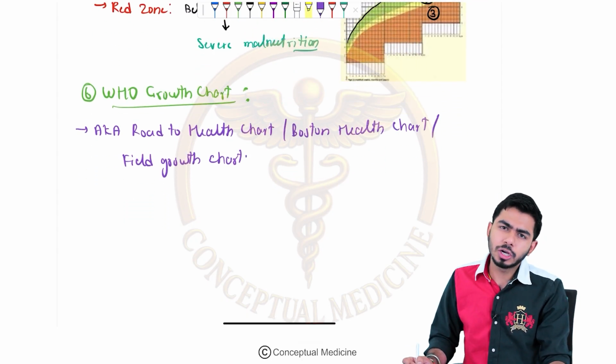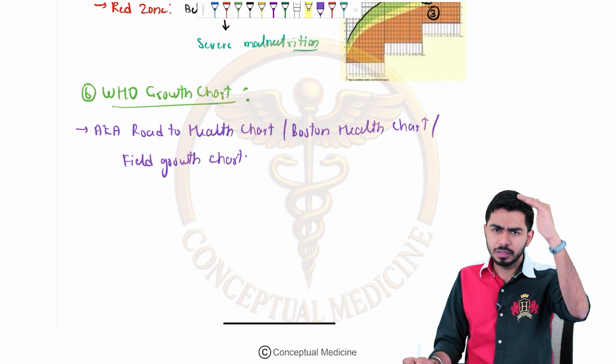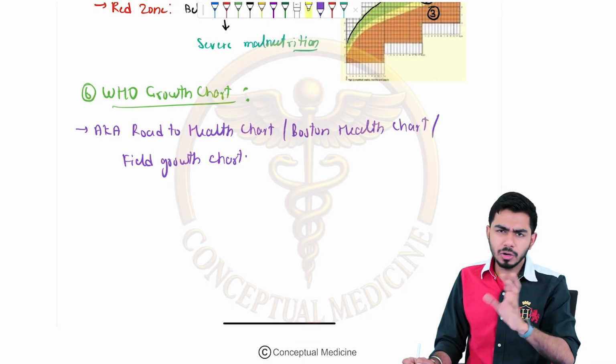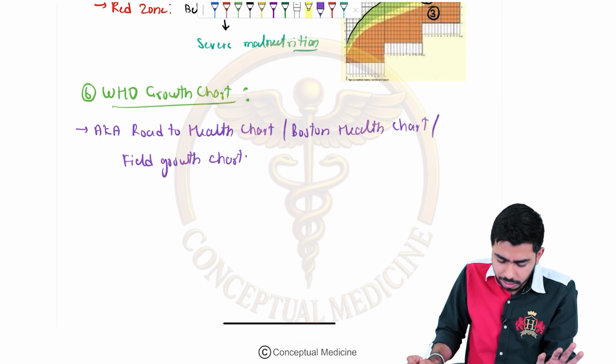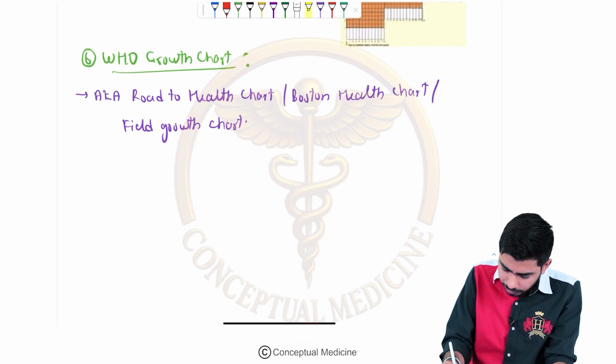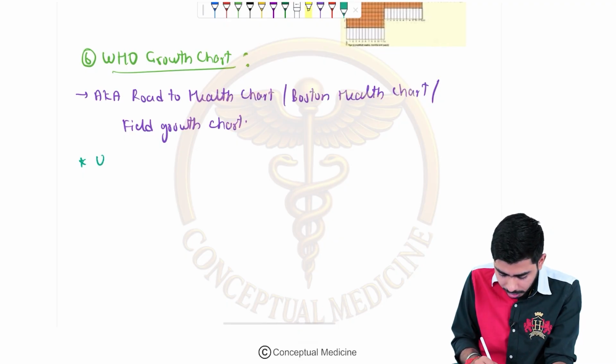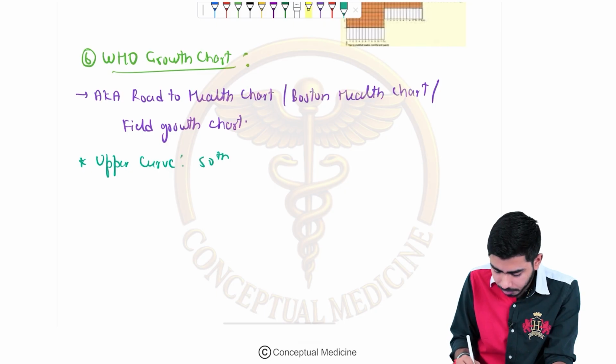In the ICDS growth chart, we learned about 3 important zones: green zone, yellow zone, and red zone. Here we do not have the green, yellow, or red zones in the WHO growth chart. Like we have talked about previously, we have the upper curve, and that upper curve will be considered the same as the 50th percentile.